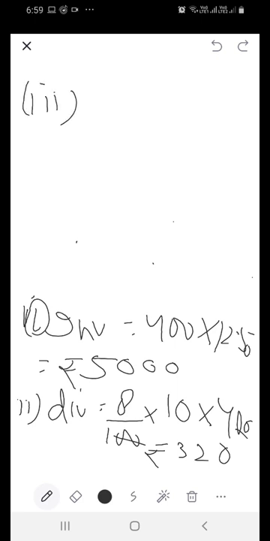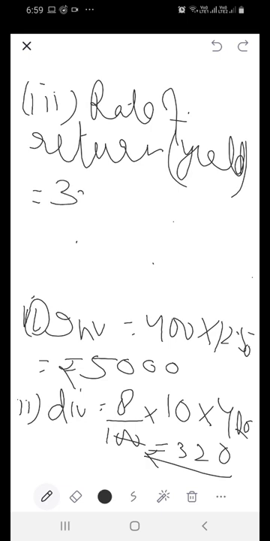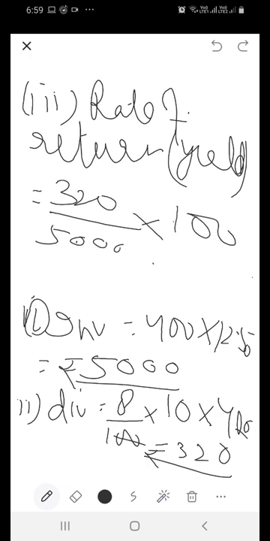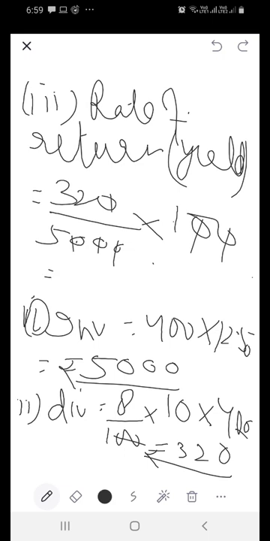What was the third formula? Rate of return, or you can say yield, is equal to dividend, which is 320, or the annual income, upon investment, which is 5,000, into 100. So 320 upon 5,000 into 100, these three zeros cancel out, 32 upon 5 remains, and 32 upon 5 is 6.4 percent. So this is the yield.